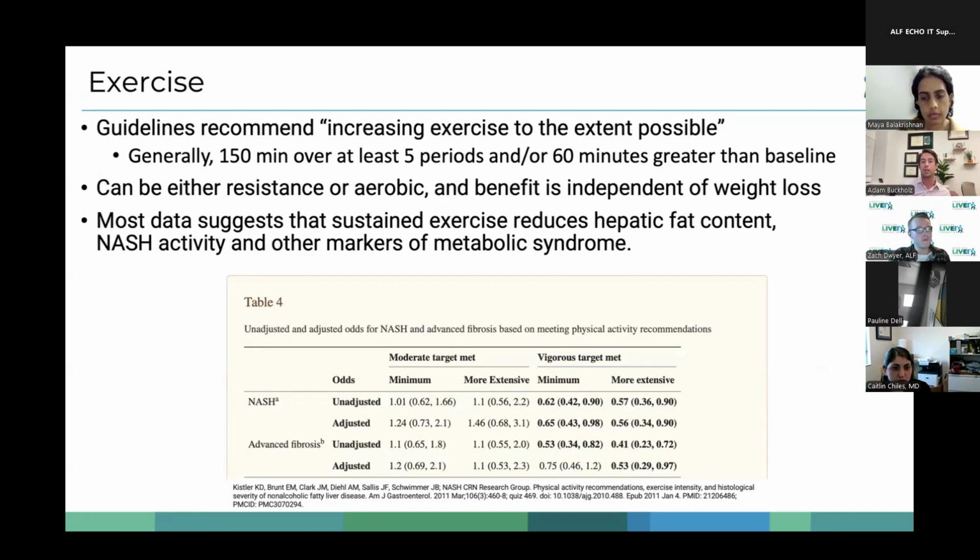And that's based on data that suggests that the more vigorous exercise you do, the better the improvement in fatty liver. One helpful thing is that this exercise can either be resistance training or aerobic based, and the benefit does seem to be independent of weight loss. There's something about the metabolic stress of exercise that seems to improve fatty liver disease.